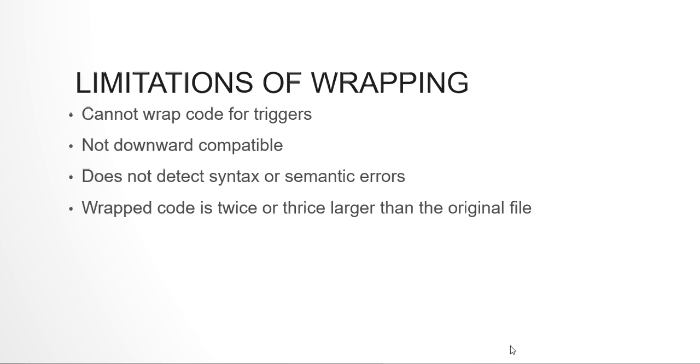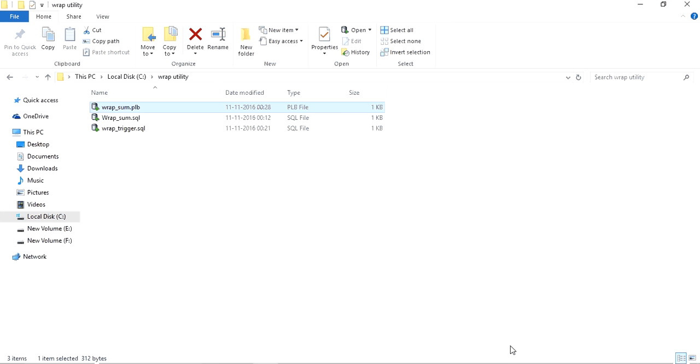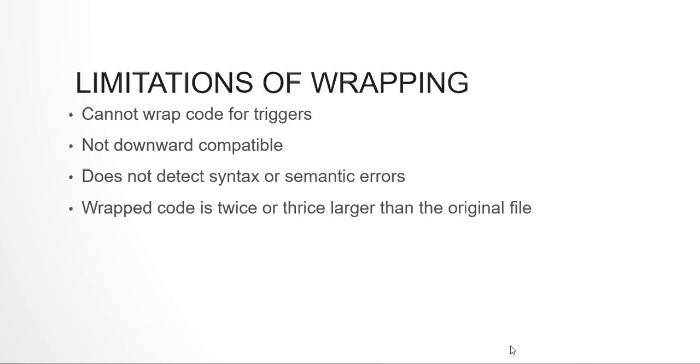then copy it to a text file, then wrap it, and if possible delete it from the environment, something like that. Now the other thing is that when you wrap a particular file, the size of the file would increase, 2 to 3 times. Normally at least 2 times the file size would increase. So that is one of the limitations of wrapping.